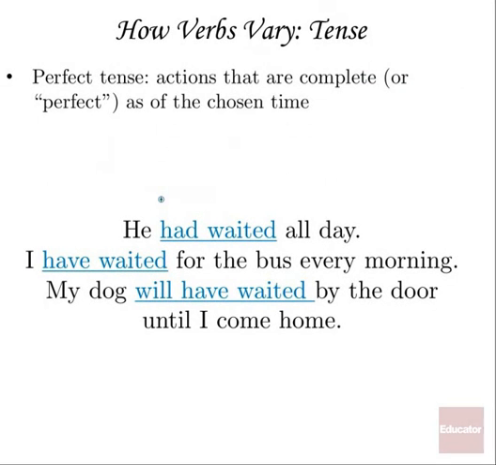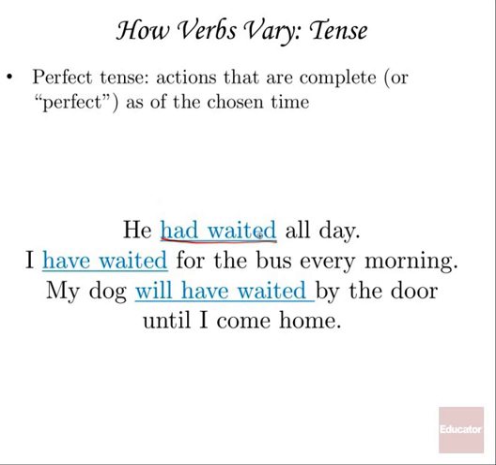Now, here's the perfect tense. Perfect tense describes actions that are complete or perfect as of the chosen time. So the present perfect tense, the action is complete as of now. The future perfect tense, the action is complete as of whatever point in the future you're talking about, and so on. So, he had waited all day. As of some point in the past, the waiting was done.